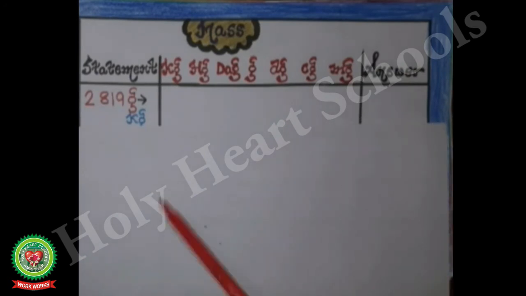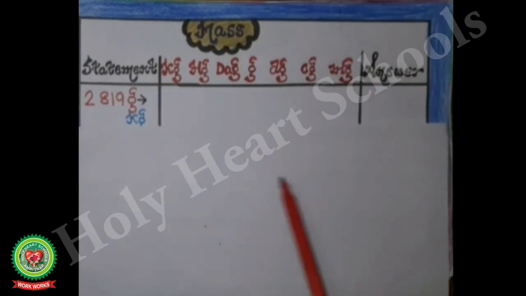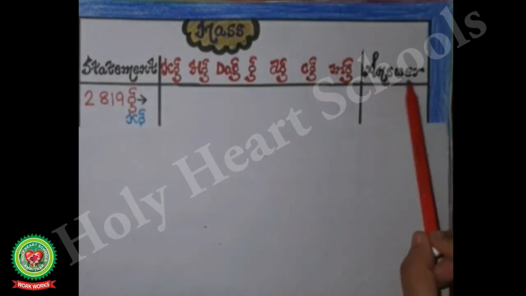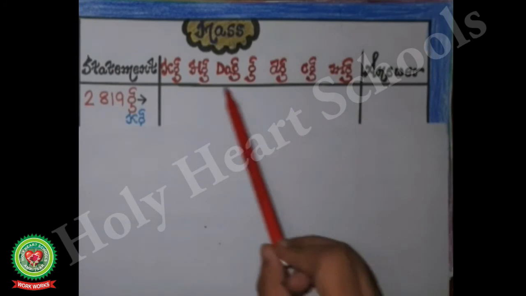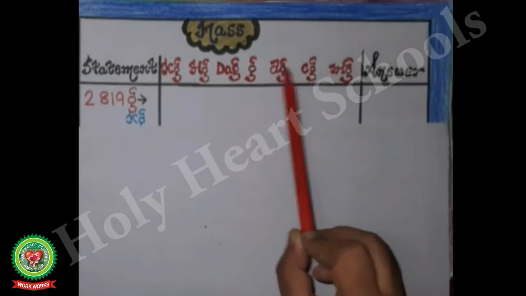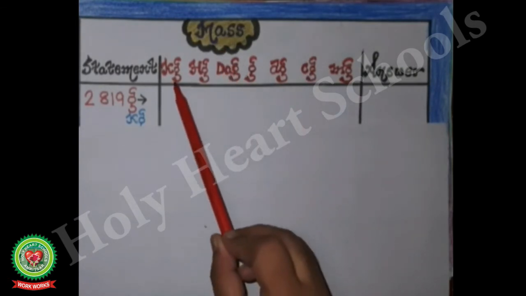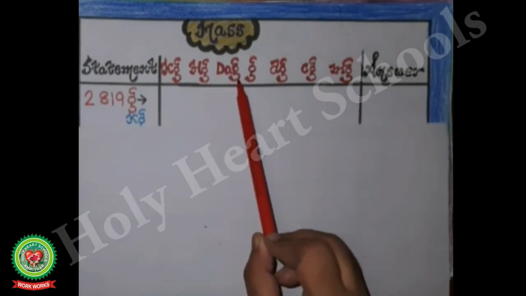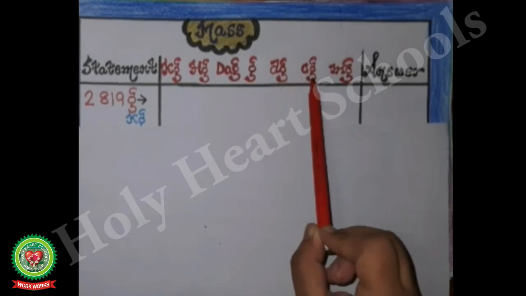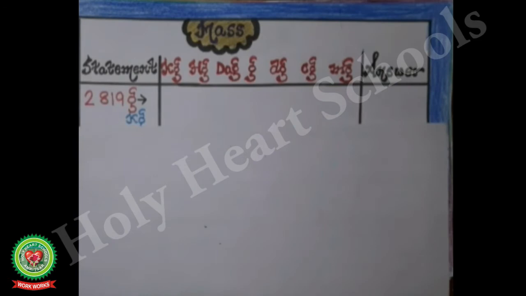First step is we will make 3 columns. In the first column, we will write down the statement. In the last column, the answer. And in the center column, we will write down the metric system table of mass. That means kilograms, hectograms, decagrams, grams, decigrams, centigrams and milligrams. Now, let's understand it with the help of examples.